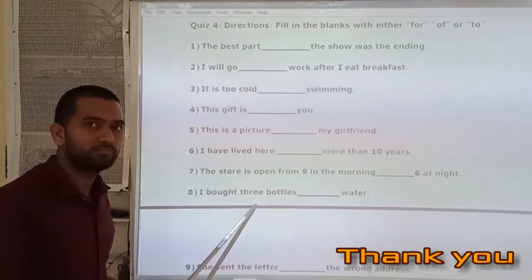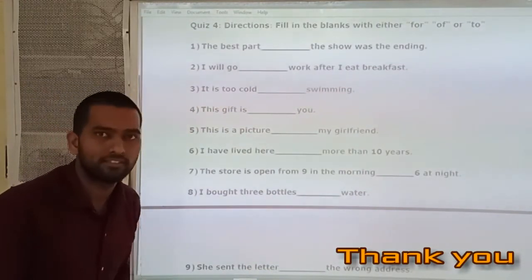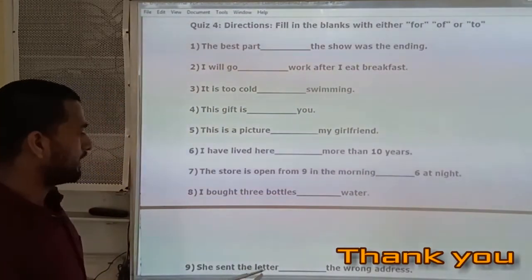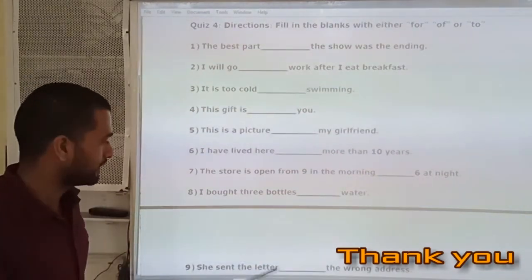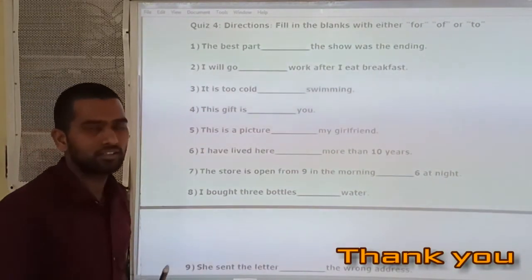Next, I bought 3 bottles dash water. It is amount or number, so we use the preposition of. Next, she sent the letter dash the wrong address. She sent the letter to the wrong address.